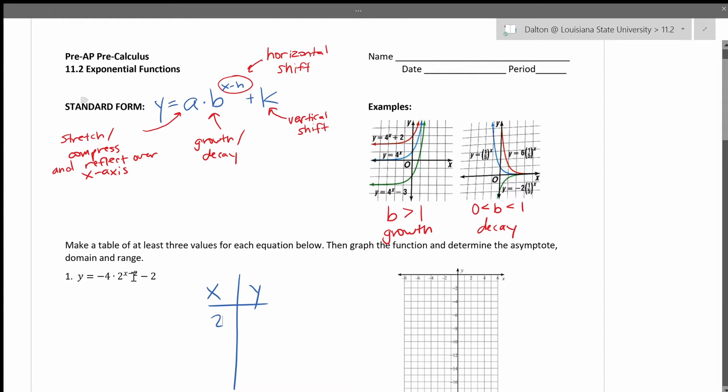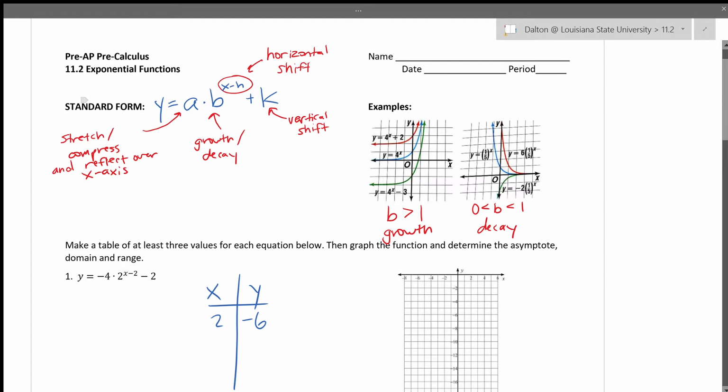So if I plug in 2 to x, let's simplify that exponent. What's 2 minus 2? 0. What's 2 to the 0 power? 1. 1 times negative 4 is negative 4. And negative 4 minus 2 is negative 6. So that was pretty simple.